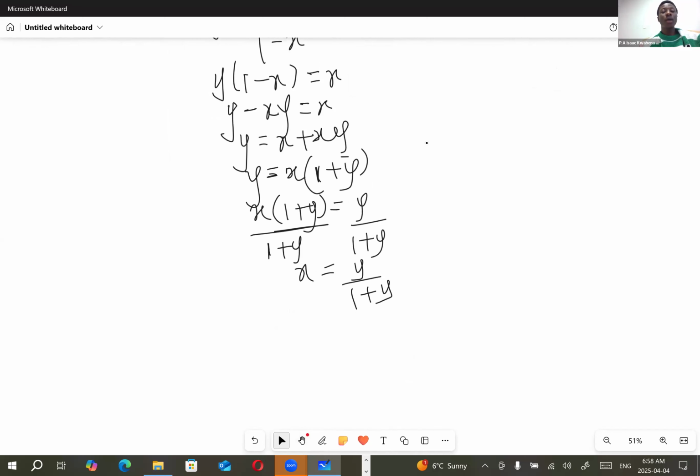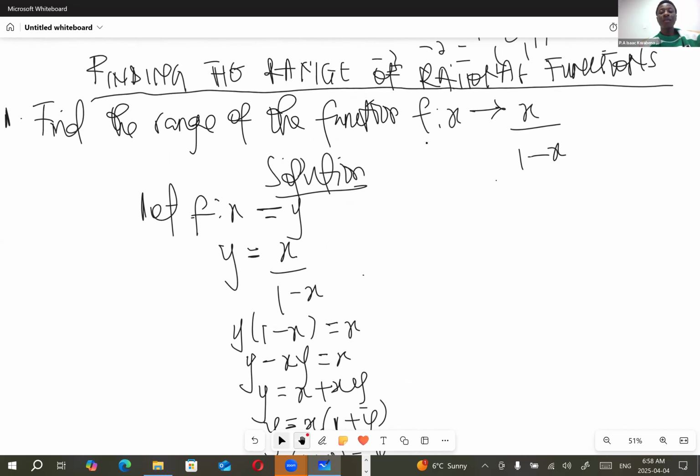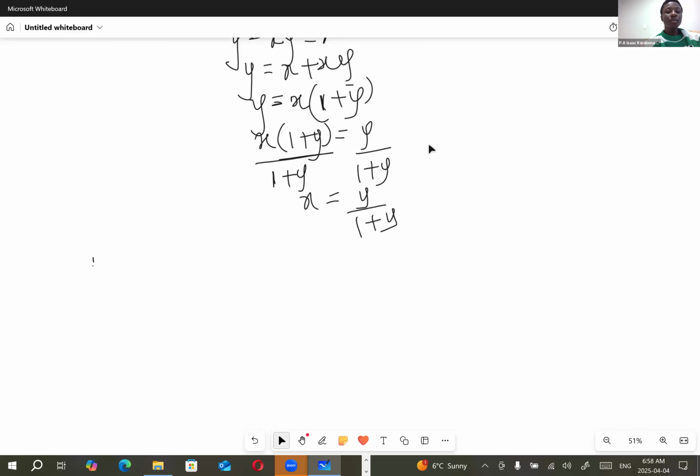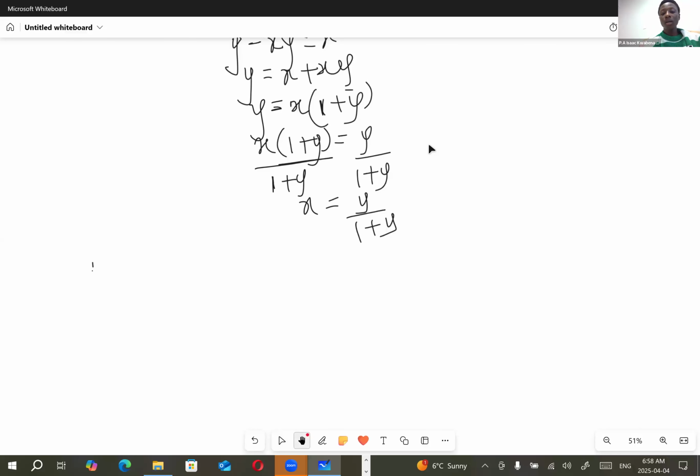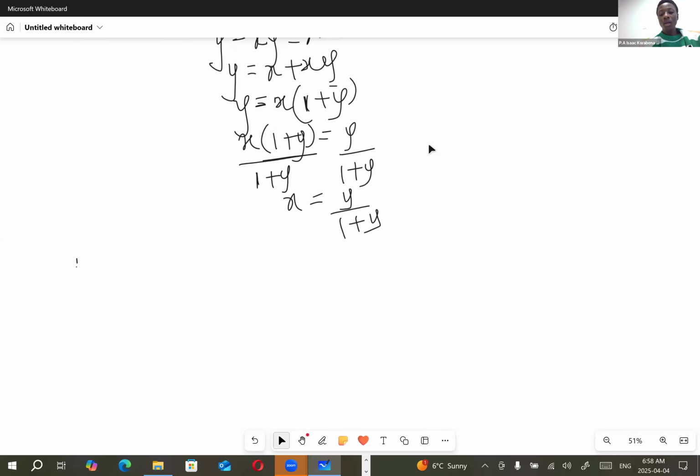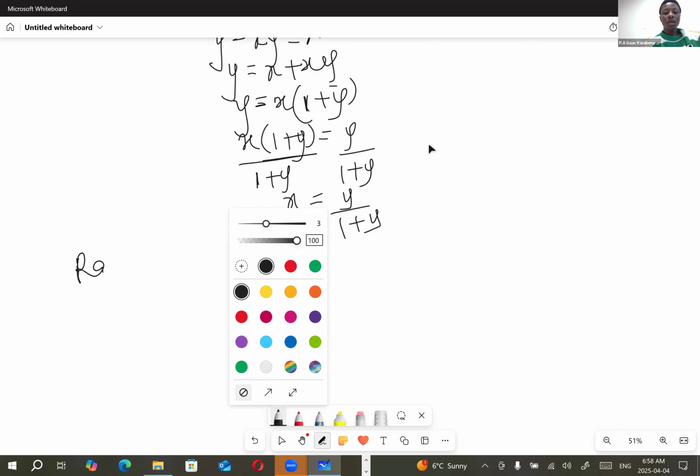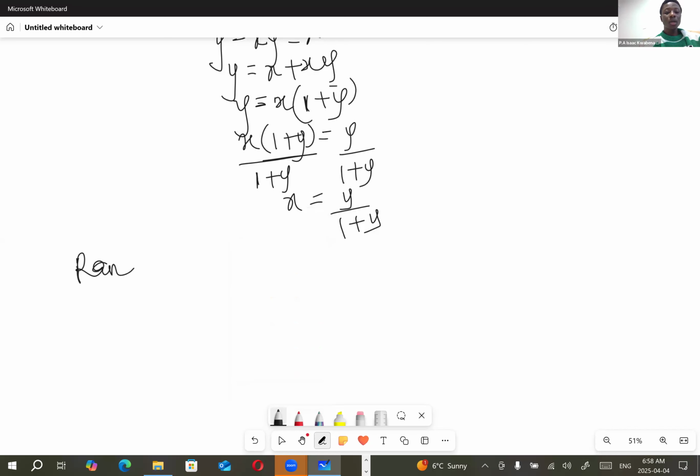So the question is: find the range of this function. The function is f of x, right? Pay attention. Tell the examiner the range of y.